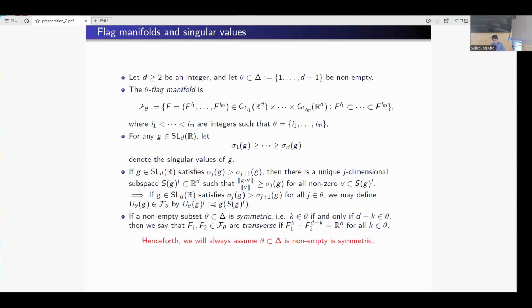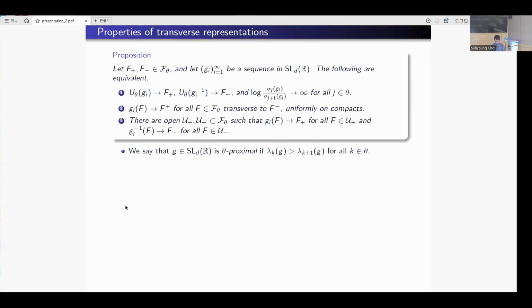So if you look at this statement here, if you don't have a singular value gap, you still have a j-dimensional subspace S_G^J with this property. The problem is that if you don't have strict inequality here, that subspace is not unique. But you can still have these S_G^J, and you can still use them to define this U_θ(G). It's just not unique anymore. If the gaps are strict, then it's unique, but if it's not unique, that's still okay.